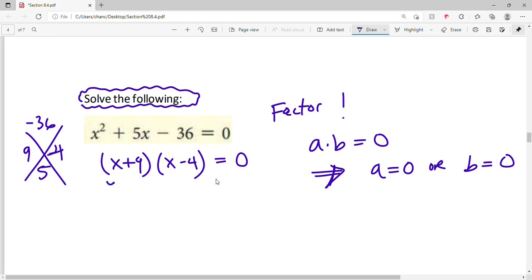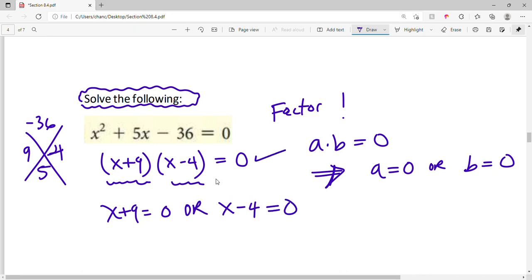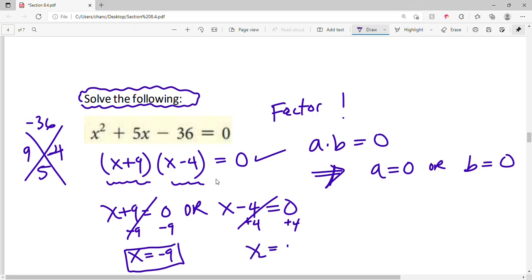So for this example, we can set x plus 9 being equal to 0, or we have x minus 4 equals 0. That's the only way we will get a 0 if we multiply two numbers. For the first one, I could subtract 9 from both sides, and x equals negative 9 is our first solution. For the second one, we'll add 4 to both sides, and so x equals positive 4 is our second solution. If you're not sure, you can check your work, plug it into the original function, and make sure it does equal 0.